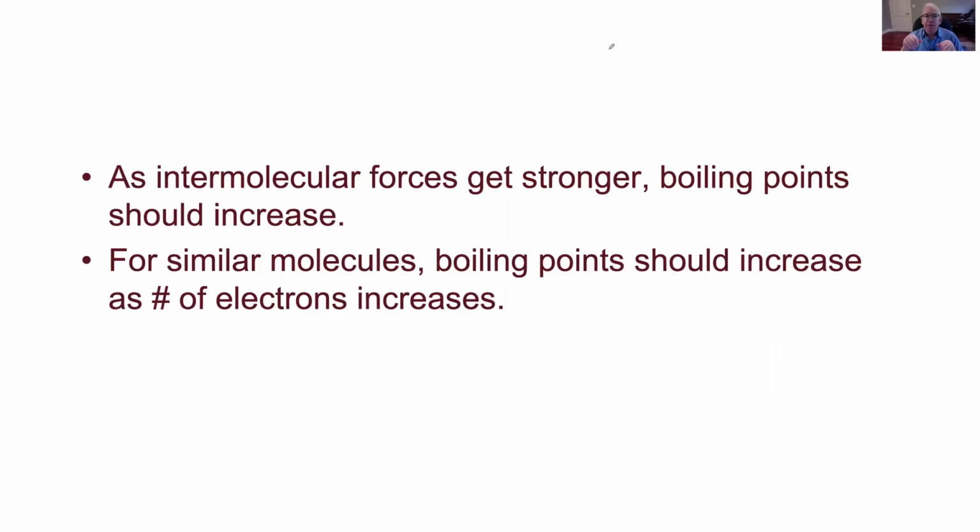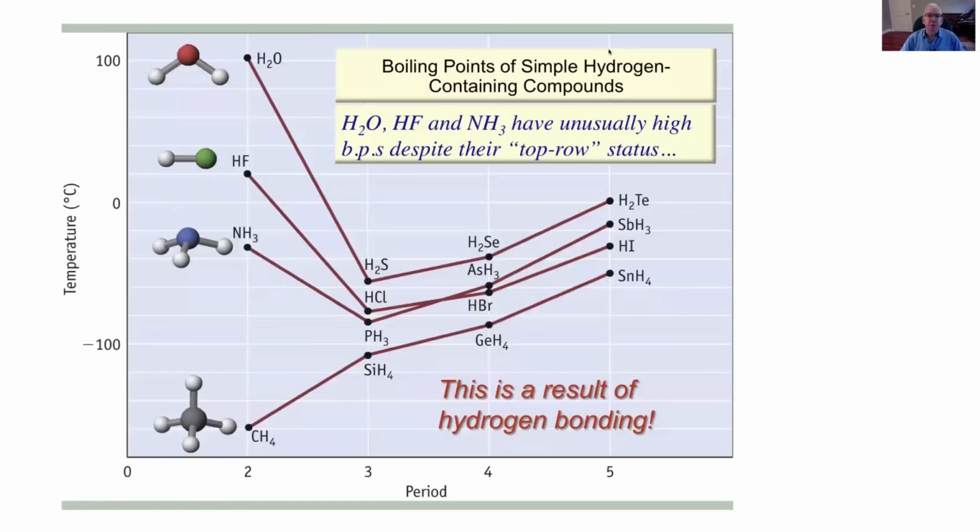If I'm looking at similar molecules, meaning things with similar geometries, then I should expect the boiling points to go up as the number of electrons goes up, which typically means the molecule gets bigger or heavier. That's because the dispersion forces get stronger in that case. So let's look at some actual boiling point data for some compounds, and this will lead us into our final special category of intermolecular forces.